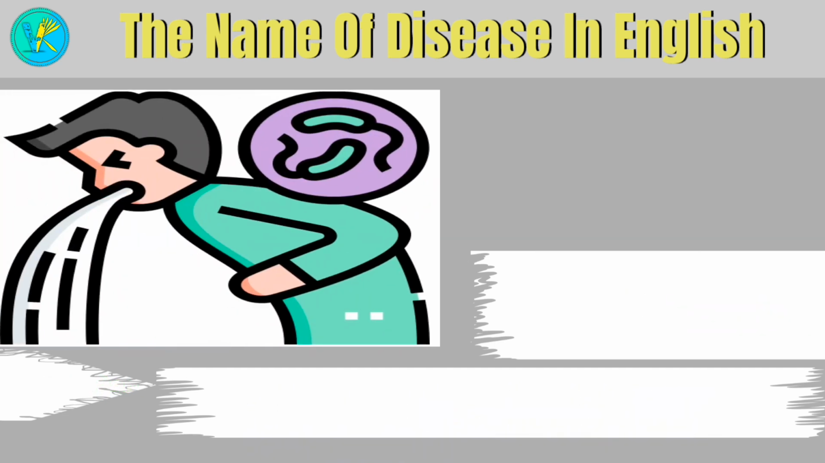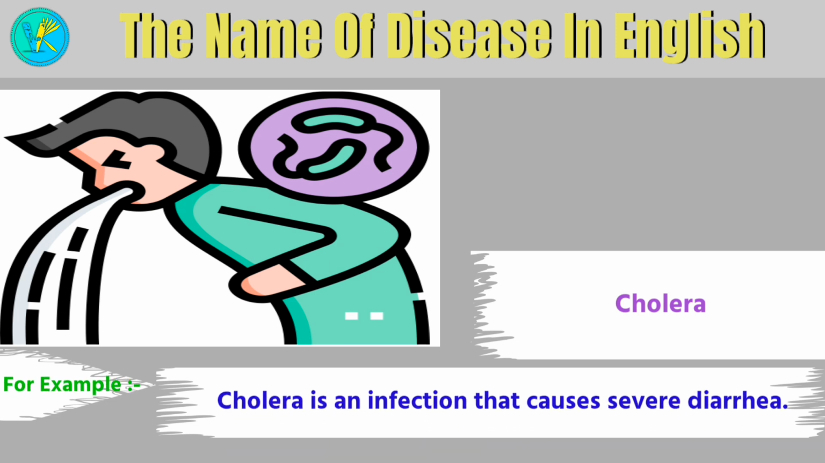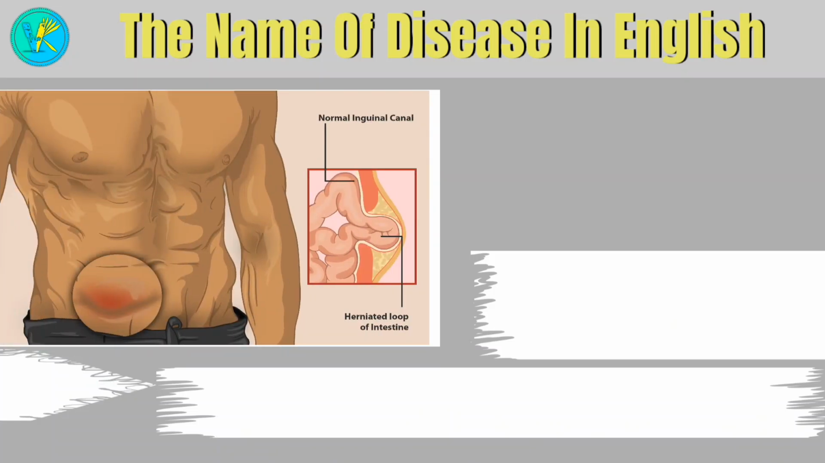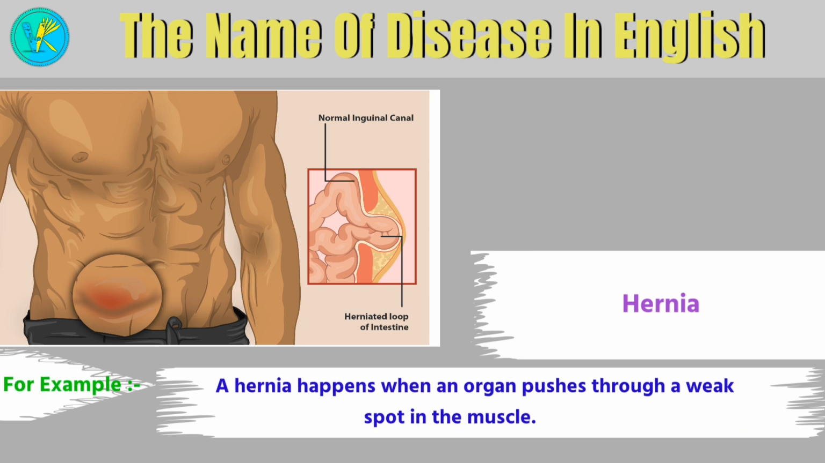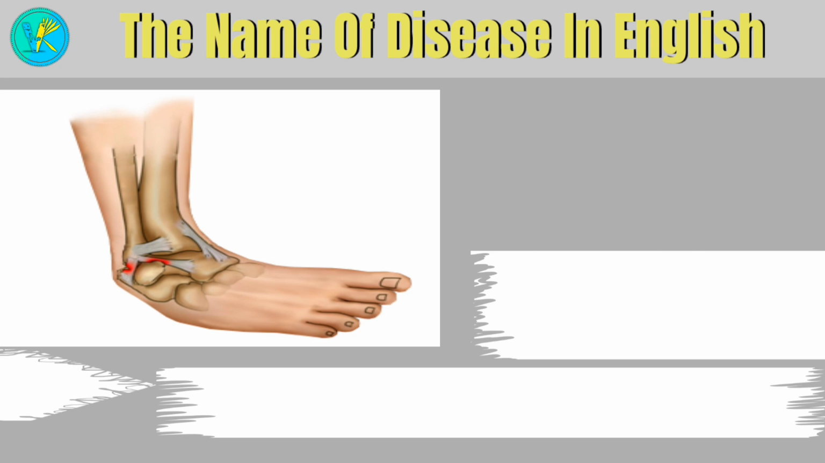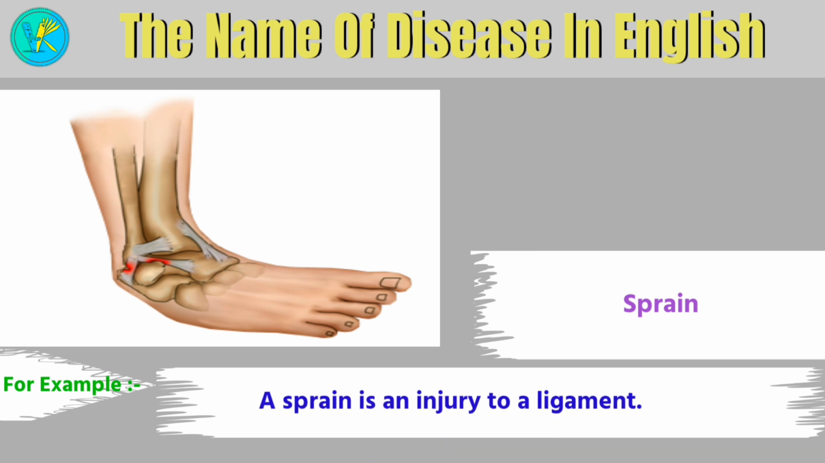Next, cholera. For example, cholera is an infection that causes severe diarrhea. Next, hernia. For example, a hernia happens when an organ pushes through a weak spot in the muscle. Next, sprain. For example, a sprain is an injury to a ligament.